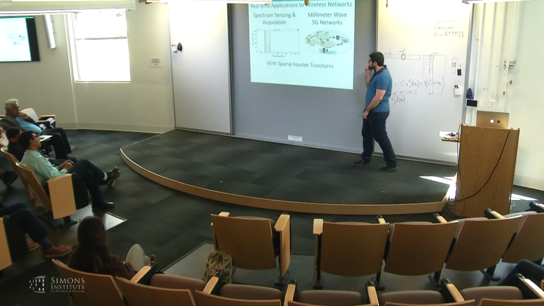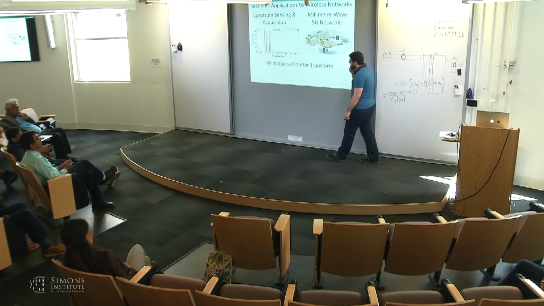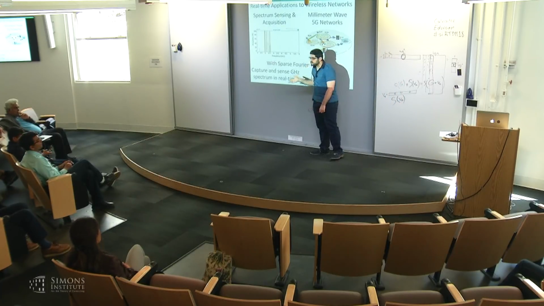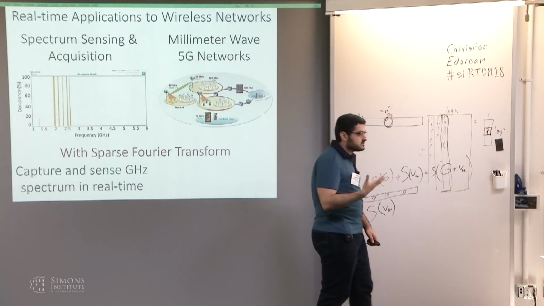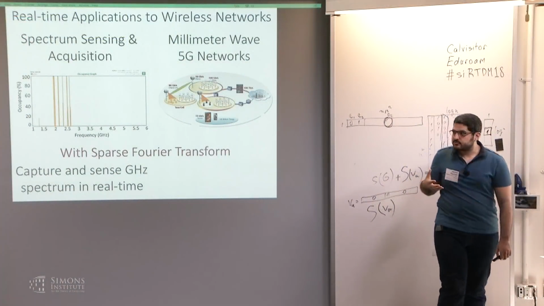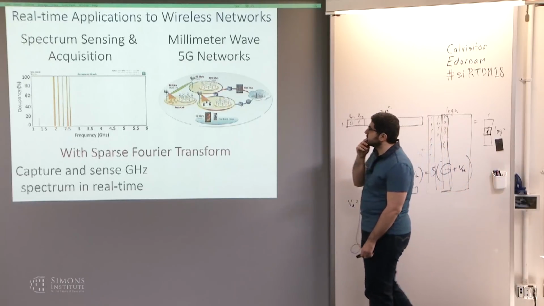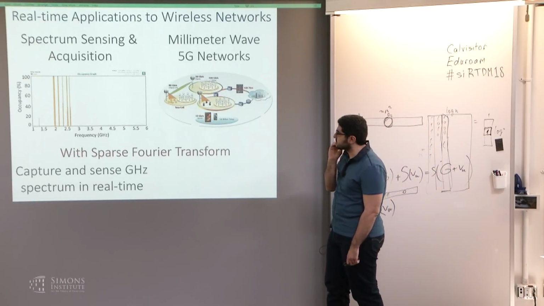Okay. So with the sparse Fourier transform, we've shown how we can capture and sense gigahertz of spectrum in real time. Now let's move to the second problem, which is millimeter wave networks.